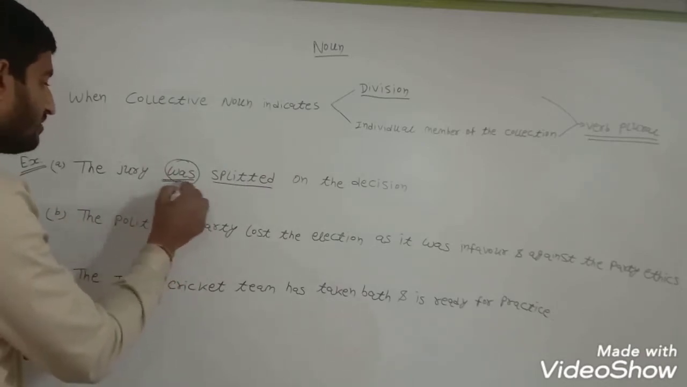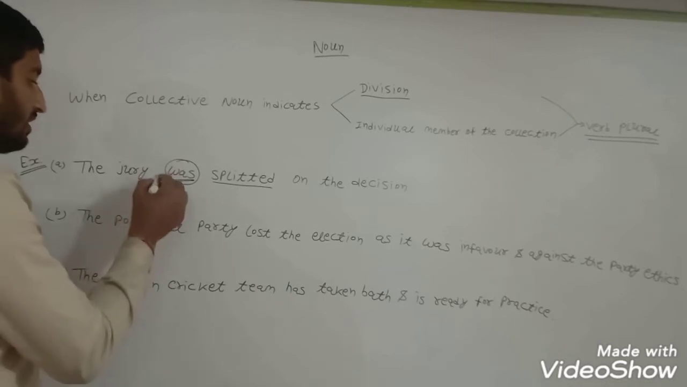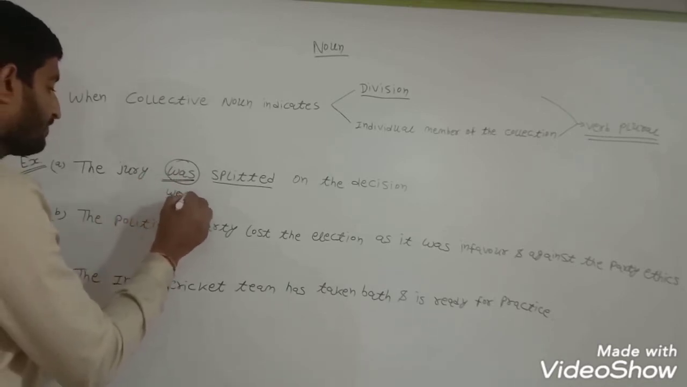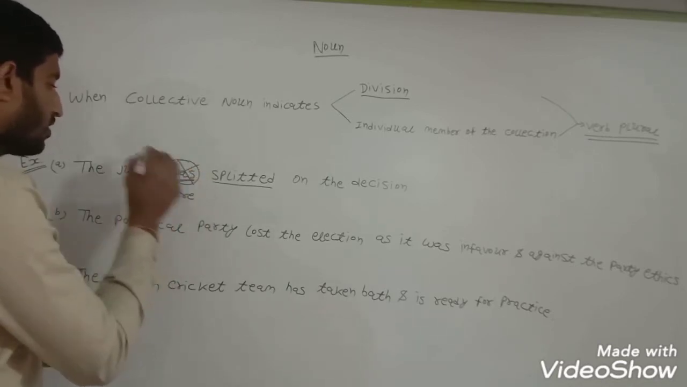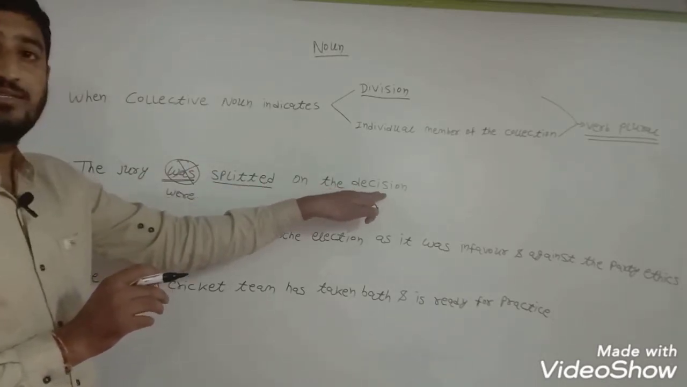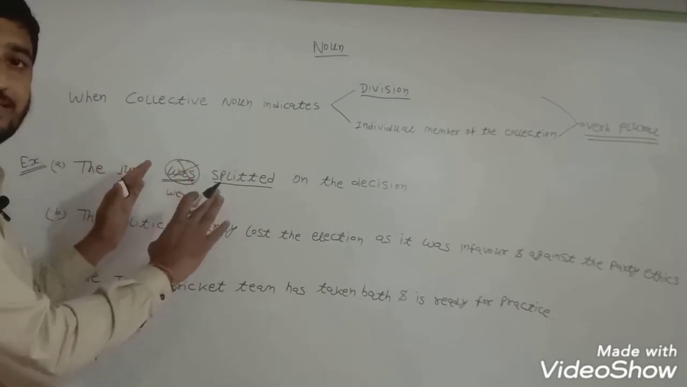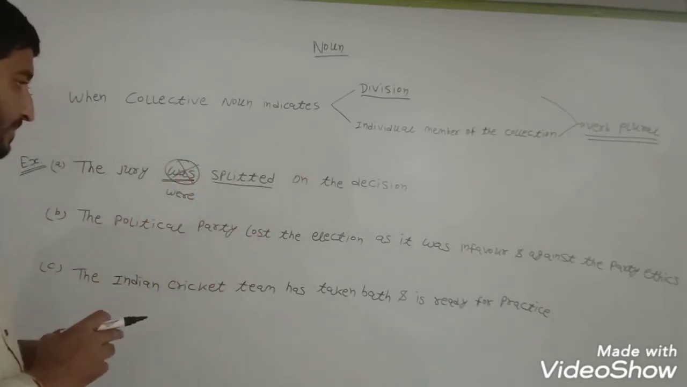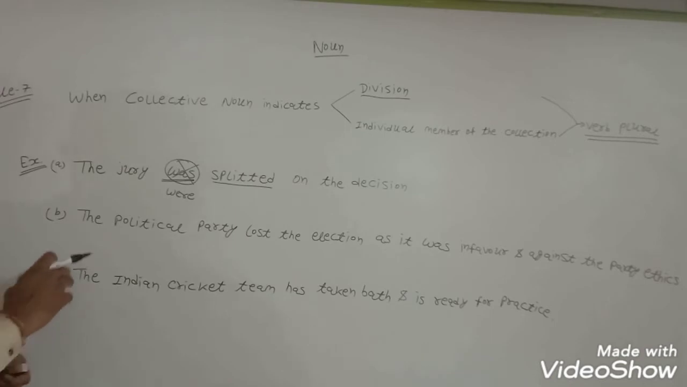यहां पे हम लोग क्या क्वेश्चन में है? सिंगुलर. सो इन प्लेस ऑफ दैट व्हाट विल बी द करेक्ट वन? Were. दिस इज रॉन्ग. The jury were split on the decision because they were not taking a single decision. Decisions were different. Let us see another one.